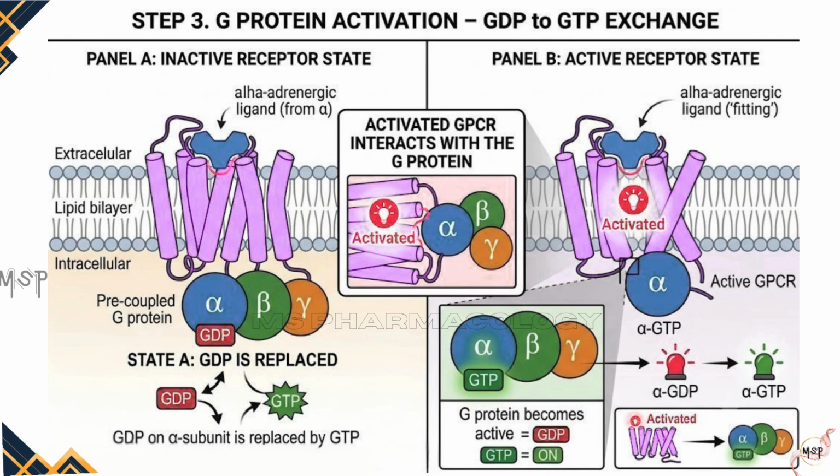Step 3. G protein activation, GDP to GTP exchange. As we already discussed under G protein activation, the activated GPCR interacts with the heterotrimeric G protein. In the resting state, the alpha subunit contains GDP and remains inactive. The receptor then stimulates the exchange of GDP for GTP, thereby activating the G protein. Remember, GDP means off, whereas GTP means on.